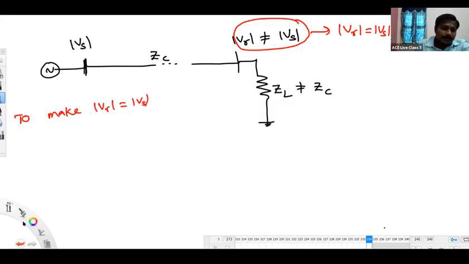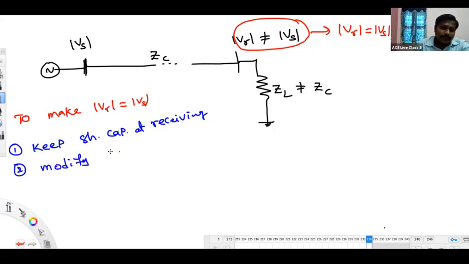The first option, what did I say? Keep a shunt capacitor at the receiving end side. Next, the second option, what am I saying? Modify ZL to be equal to ZC.